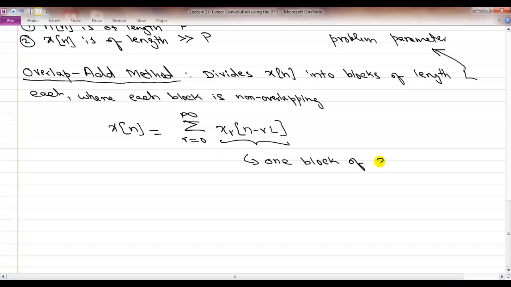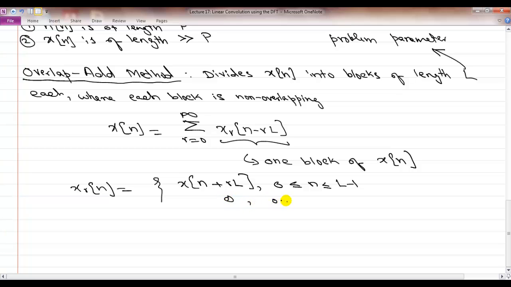of x[n]. Okay. So if you want to write x_r[n] independently, x_r[n] without the time shift, that is just that block shifted to the 0 location. So that's just x[n plus rL], where 0 is less than or equal to n is less than or equal to L minus 1, and 0 otherwise. Okay. So x_r[n] is just the rth block shifted to the 0th location.